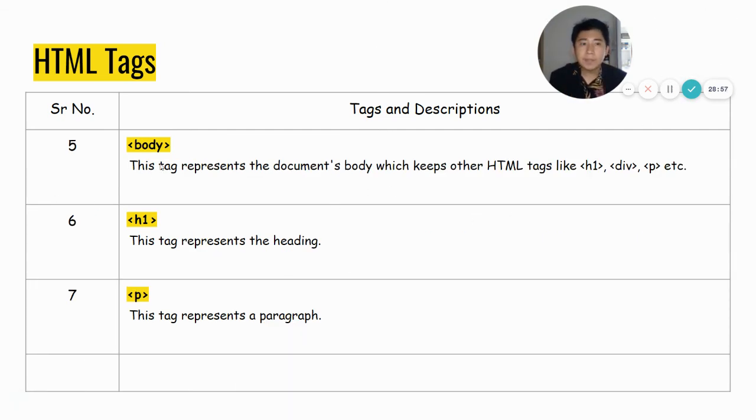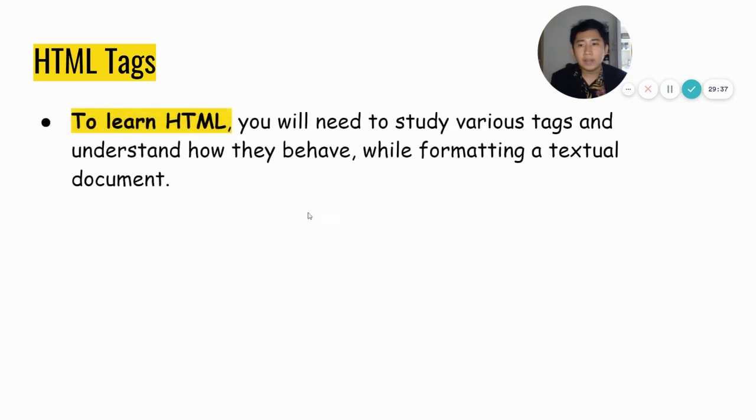And next one, guys, is the body. The body represents the document's body, which keeps other HTML tags like h1, div, and p. h1 is for heading. For h1, we have different levels up to h6: h1, h2, h3 until h6. Later on, I will show you examples of this. So the h1 tag represents the heading, and the letter p tag represents a paragraph. So those are the HTML tags that we can use in our HTML.